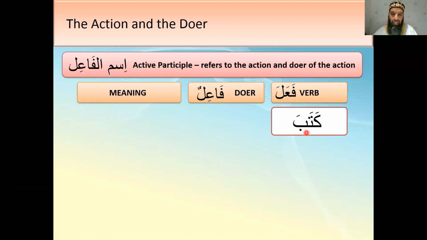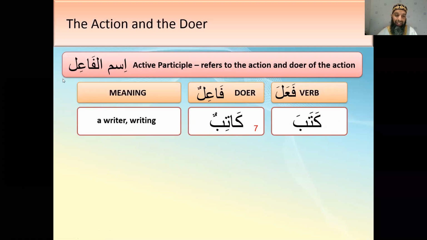What am I going to do? I'm going to put it into this formula here. So the ka, you stick an alif at the end, so it becomes ka. The middle letter you turn into a kasra, kati, and the ba gets a double dhamma, katibun. So katibun means writer. It can mean writer, or it can mean the action as well. It can mean writing, but mostly it's used for writer.